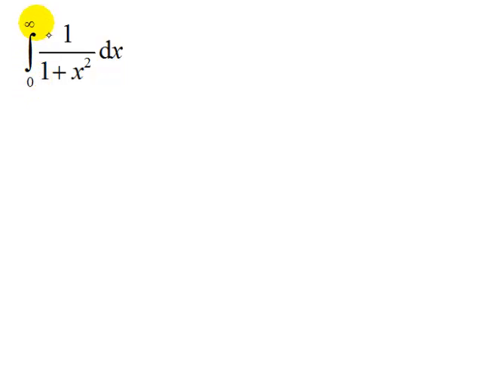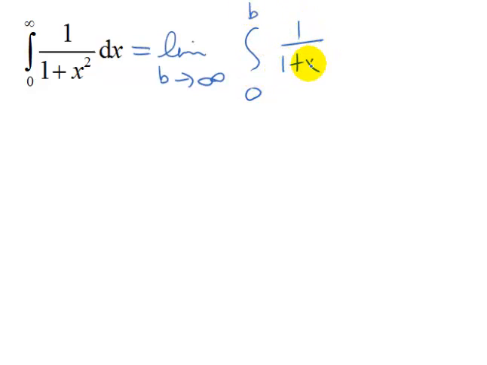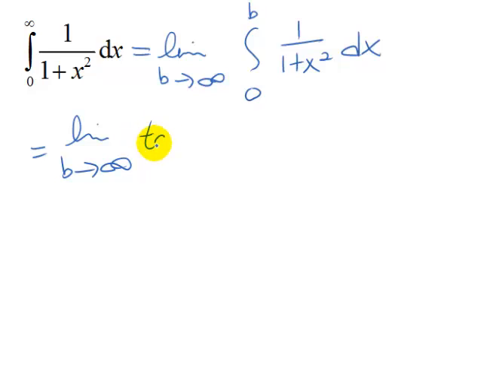We have an integral where the upper limit of integration is infinite, so we are going to express this as the limit as b approaches infinity of the integral from 0 to b of 1 over 1 plus x squared dx. I recognize this integrand as the derivative of inverse tangent of x, so this is going to be tan inverse of x evaluated from 0 to b.